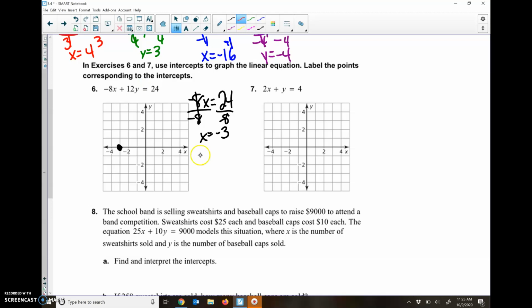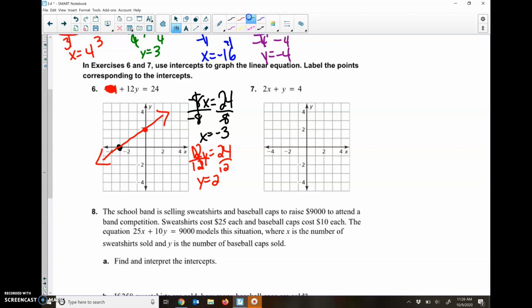And then here I'm trying to find the y-intercept now. So I'm going to get rid of that negative 8x. And so I got 12y equals 24. Divide both sides by 12. 24 divided by 12 is 2. So I figure out my y-intercept is 2. So when I graph that line right there, that's my graph for that line.